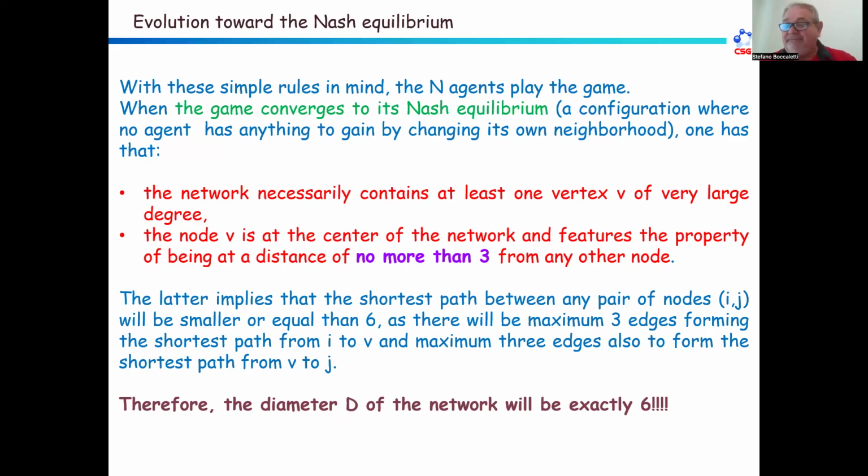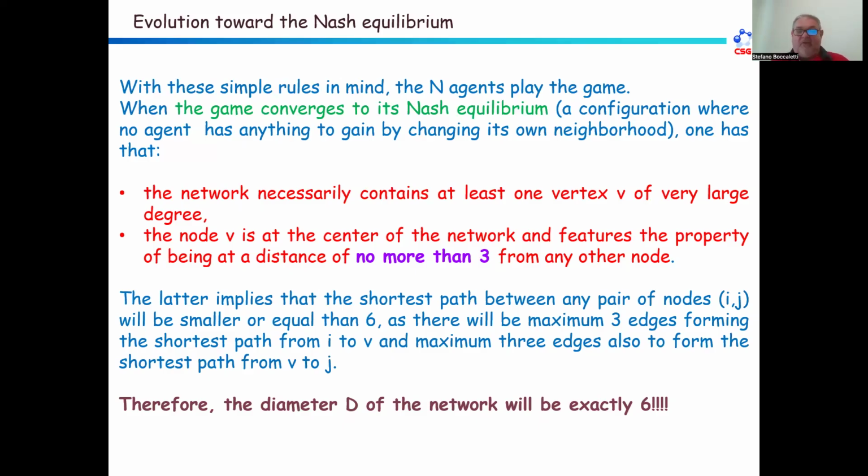And then in our paper, we demonstrated 7 theorems in which we proved that this Nash equilibrium has the following 2 characteristics. Number 1, the structure of the network that emerges eventually contains at least one vertex, we call it V, of very large degree. So it has at least one hub. And this is not a problem in social networks, because social networks have many hubs. But the most important thing is that this node V is at the center of the network because it has the property of being at a distance no more than 3 from any other node.